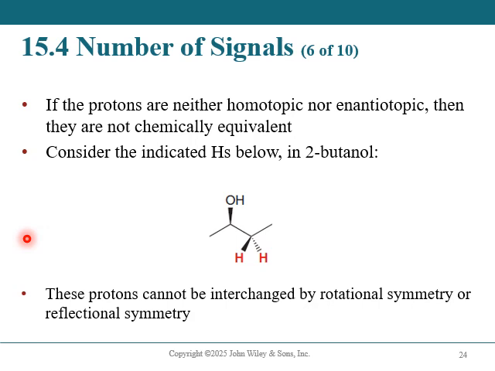If the protons are neither homotopic nor enantiotopic, then they are not chemically equivalent. They're different from each other, chemically speaking. Consider the 2 protons below here in 2-butanol. These protons cannot be interchanged by rotational symmetry or reflectional symmetry. In other words, if I try to rotate this molecule, then I'm not going to necessarily have the mirror image of it, right? So that means that they fall under neither homotopic nor enantiotopic.